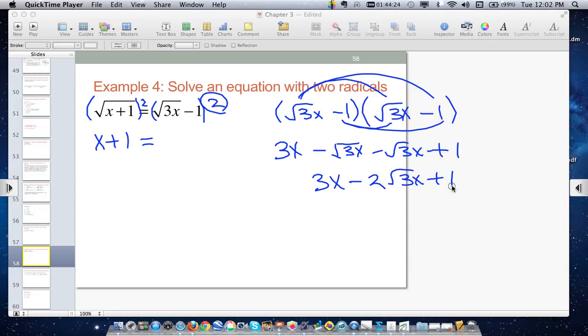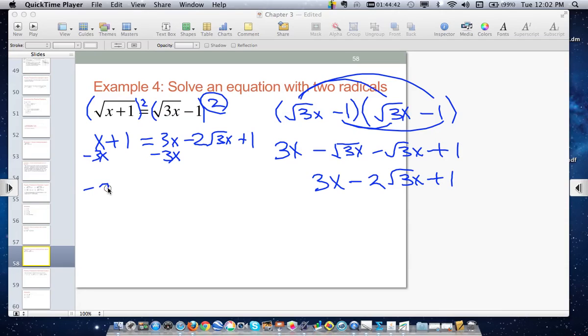Alright, so let's bring this all together. So 3x minus 2 times the square root of 3x plus 1. Alright, I want to go ahead and get all of my non-radicals to one side. So I'm going to subtract 3x from this side.